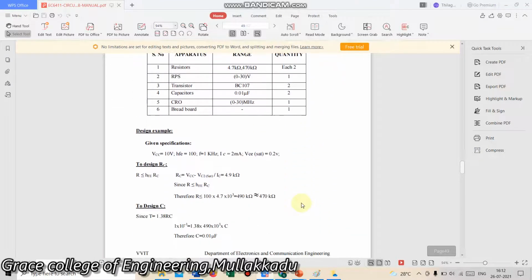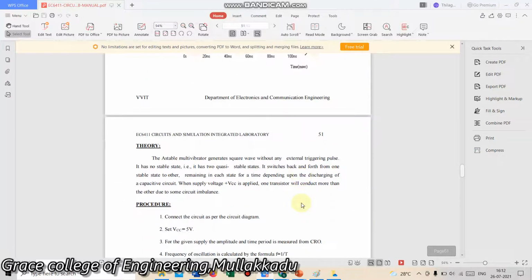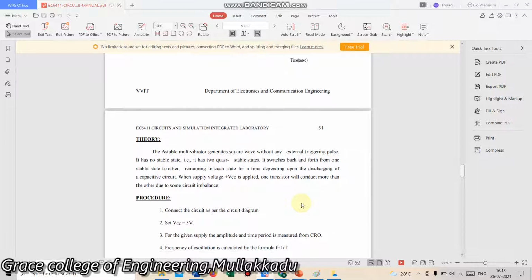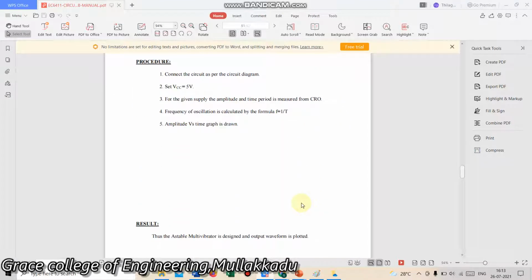Theory about the astable multivibrator. See, this is the astable multivibrator. It's a square wave generator without any external triggering pulse. It has no stable state but two quasi-stable states. It switches back and forth from one quasi-stable state to another quasi-stable state and remains in the state for the time constant until the capacitance discharges. Once again, when VCC is applied, the capacitance will charge to the maximum value, and this depends upon the RC value. We have to give the connection, simulate the output and see the result.